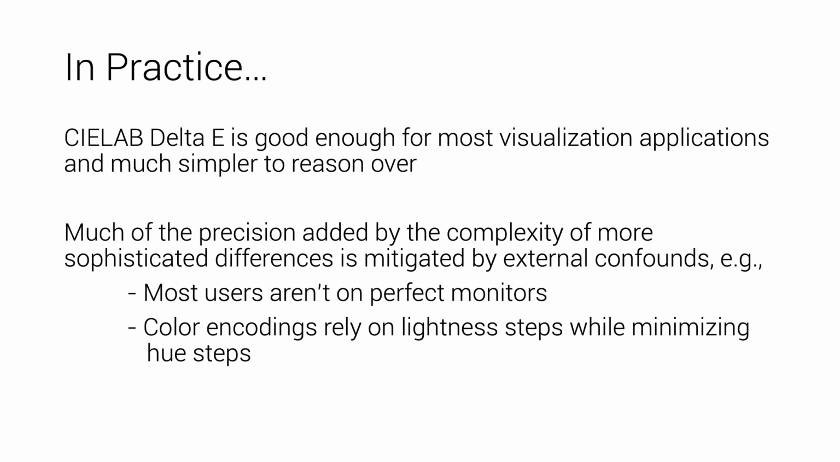Also, color encodings in visualization tend to rely on lightness steps. We have this guideline around lightness monotonicity being a good way of helping people discriminate between data values. And we also tend to encourage minimizing hue steps in many cases. For example, if I'm designing a sequential ramp, I tend to privilege changes in lightness over changes in hue. And so these simpler models like delta E can actually do a reasonably good job of approximating those kinds of limited and very controlled differences.